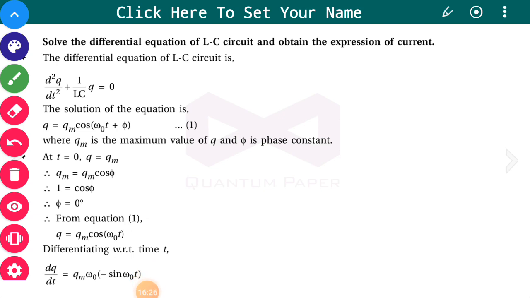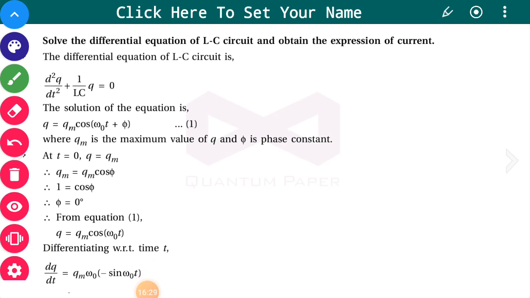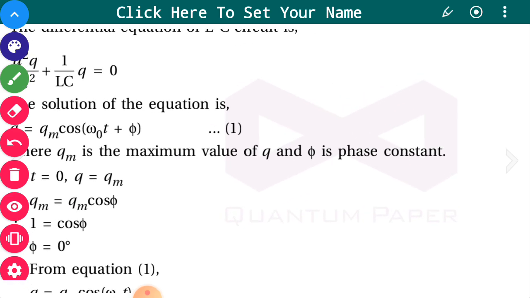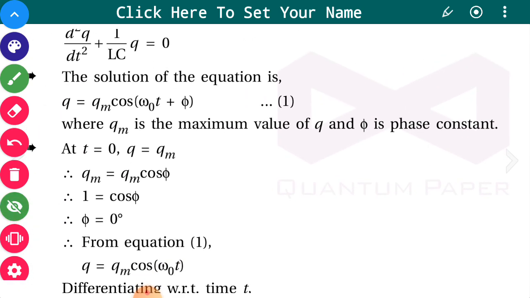Now see, there is a solution of this differential equation of the series LC circuit. The circuit has the equation d2q by dt2 plus 1 upon LC into q. The solution of this kind of second order differential equation is given by q is equal to qm cos omega 0 t plus phi, where qm is the maximum value of the charge q and phi is the phase constant.